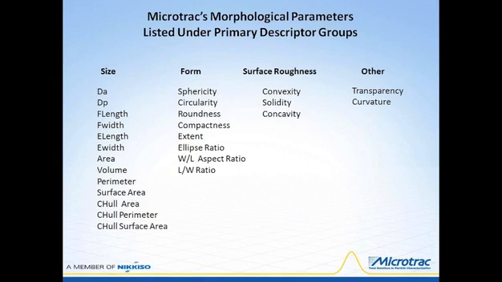Form factors include a number of different parameters that indicate how closely the particle is to being a perfect sphere or various aspect ratios or elongations of the particle. Surface roughness parameters are just that. 3 different parameters can indicate the roughness factor of the particle surface. Other specialty parameters report the overall light intensity coming through the particle and the curvature of the particle as a gradient of light intensity.